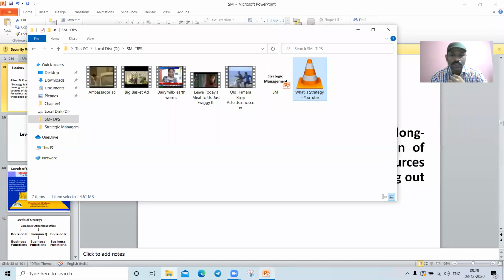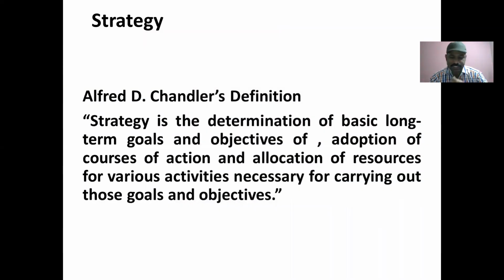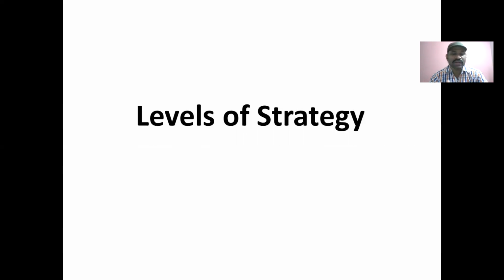I hope you have understood the misconceptions about the meaning of the word strategy. Dear students, let us now understand the levels of strategy. In a diversified company, or in case of conglomerate companies, what do we mean by conglomerate? A large and diversified company is known as a conglomerate, like Tata, Birla, Reliance, General Electric, Sony, Murugappa Group, etc. These are called conglomerate companies.